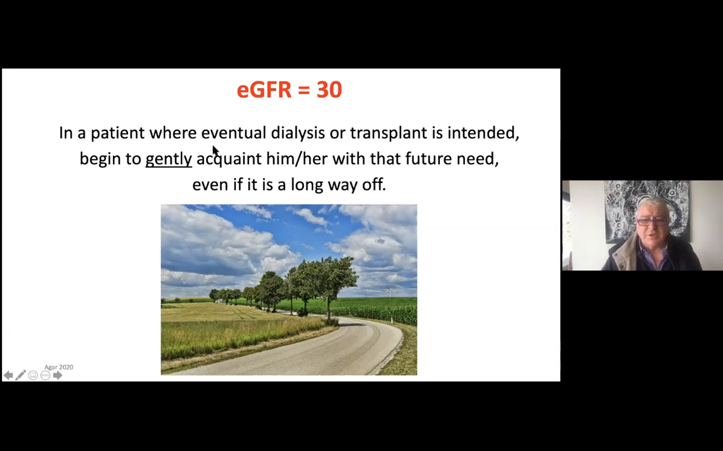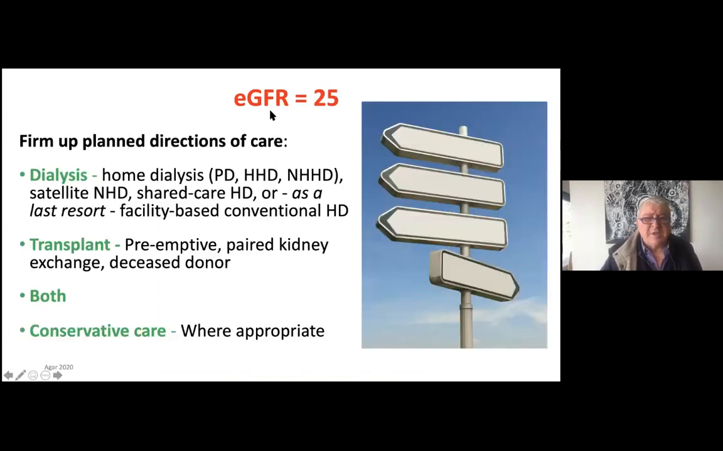We don't get too into heavy discussion, but we begin to sow the seed that we need to think about, you need to think about, we need to jointly think about how we're going to approach this if over time your kidney function declines before you're ready to hand in your chips. Once the eGFR is down at 25, we need to begin to plan directions of care. We need to start to think about transplantation, particularly.